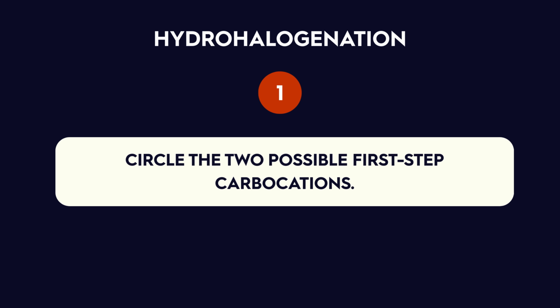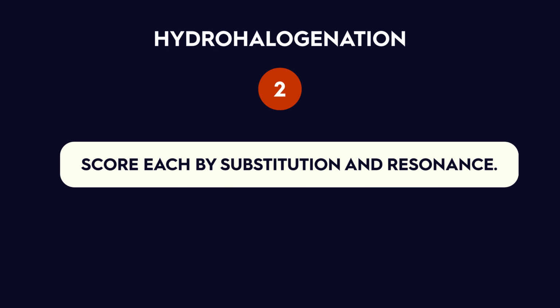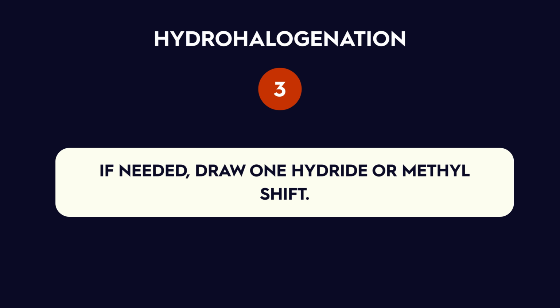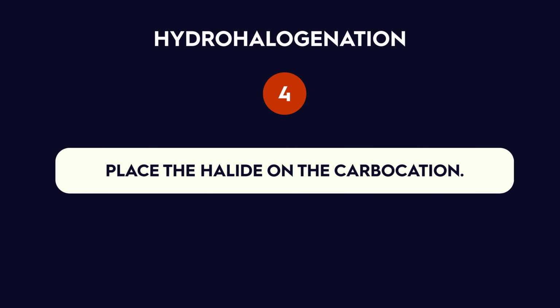Now, here are the guided steps for any hydrohalogenation. First, circle the two possible carbocations from protonation. Second, score each carbocation by substitution and by resonance. Third, if a reasonable 1-2 shift can create a much more stable carbocation, include it. Finally, place the halide on the carbocation, and you are done.